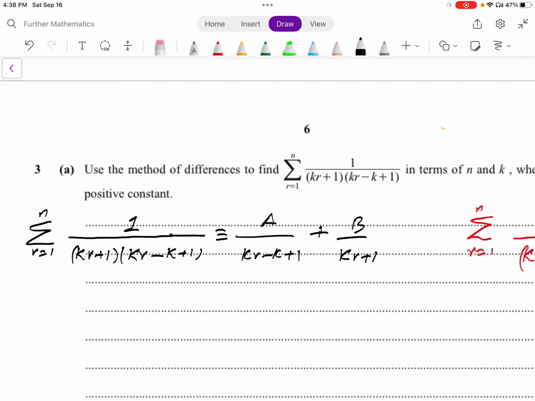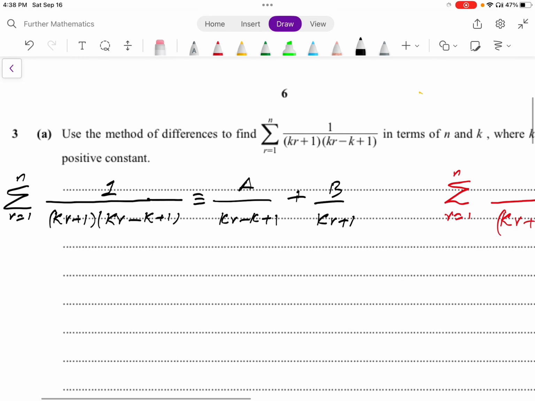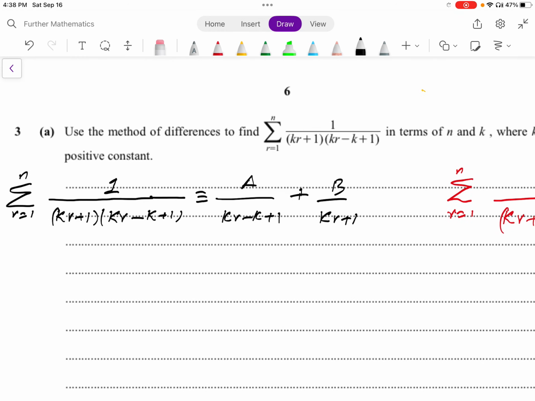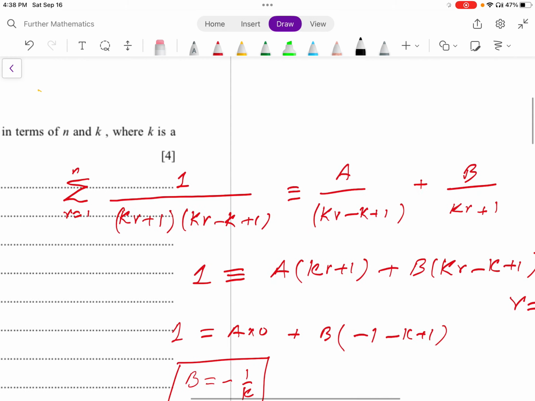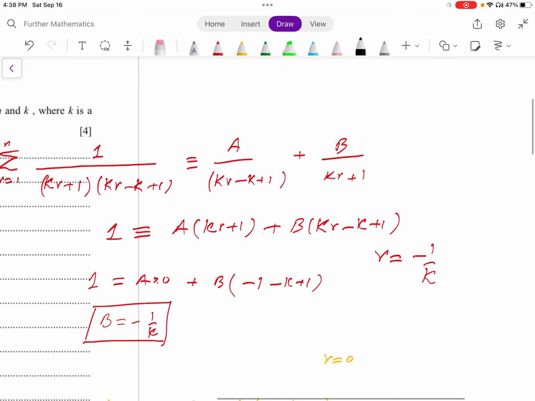To convert it into its partial fractions, we let A over one of the factors, kr minus k plus 1, plus B over the other factor, kr plus 1, since both factors in the denominator of this rational function are linear. So when we cross multiply on the left side, we get A times (kr plus 1) and B times (kr minus k plus 1).